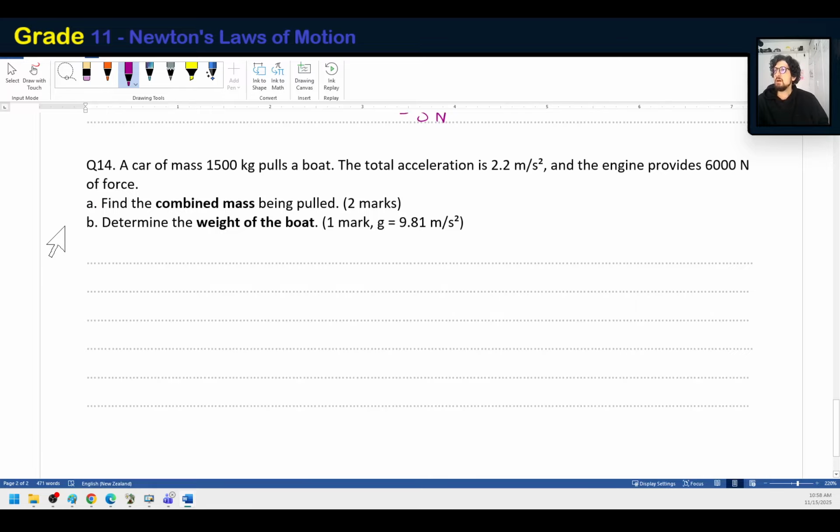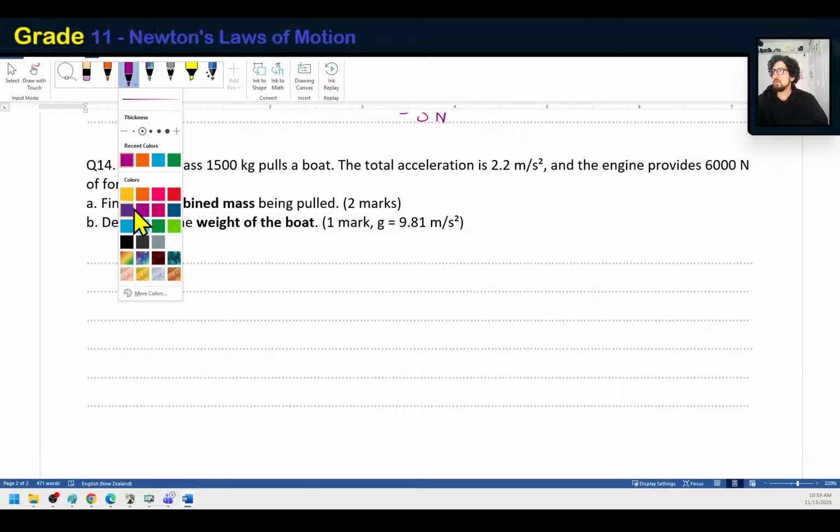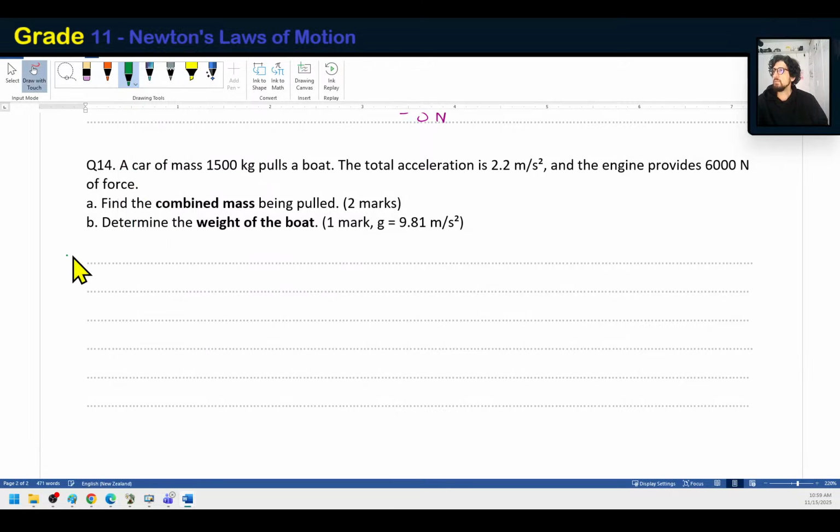Next, a car of mass 1,500 kilograms pulls a boat. The total acceleration is this. I think it's time to change the color, and this time we're going to go with green. Okay, so we've got a car of mass 1,500 kilograms pulling a boat. The total acceleration is this. The engine provides this force. Find the combined mass.